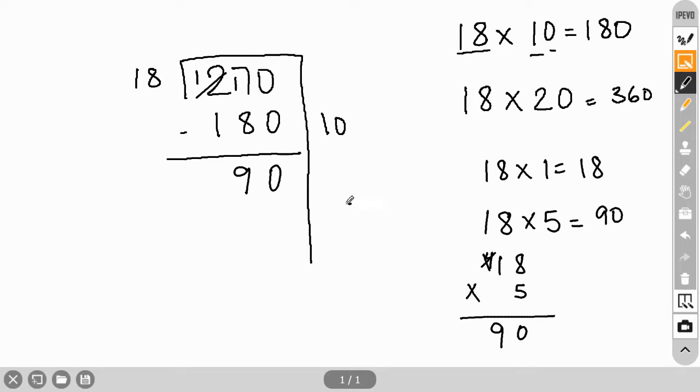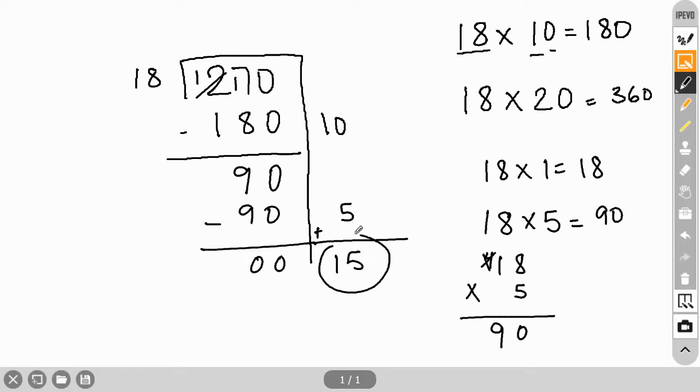So I'm going to put 5 here, and I'm going to put my 90 here. Take away. And then I get 0. And my answer, I'll add up 10 plus 5 equals 15. It is indeed between 10 and 20, like I had said it would be. And all you had to do is multiply by the multiples of 10 first to figure it out, and then you have to go in between. You're going to have to use a lot of multiplication for this.